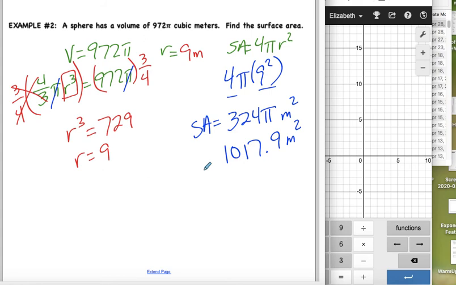And that's how you can use a given volume, work backwards, find a radius, and plug it in for surface area. Sometimes they'll give you a surface area and have you go to volume. So it just kind of depends. You just use the formula and do algebra and work your way backwards to get the radius, and then you just plug that radius into the formula you wish to use.